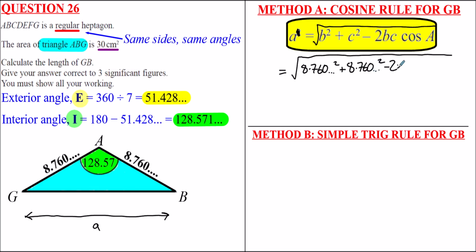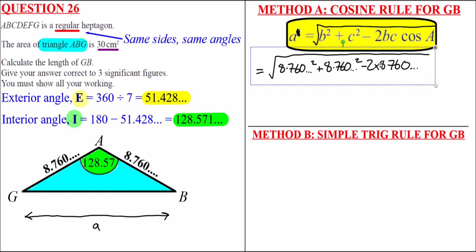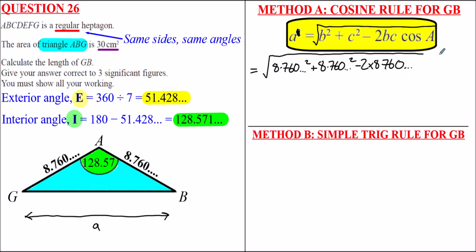Then minus 2 times 8.760. Again, I've not left myself enough space. I never seem to learn. It should be embarrassing, I suppose, but whatever. Times another 8.760 multiplied by cos of 128.57.